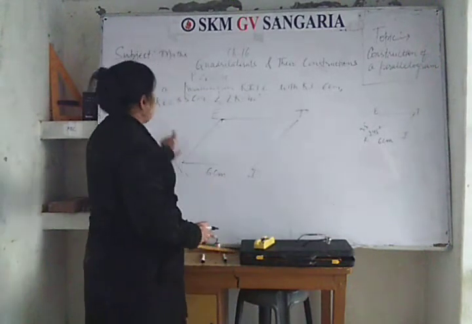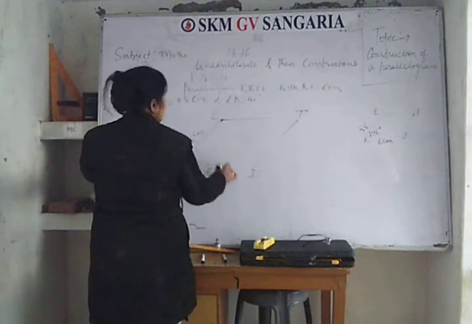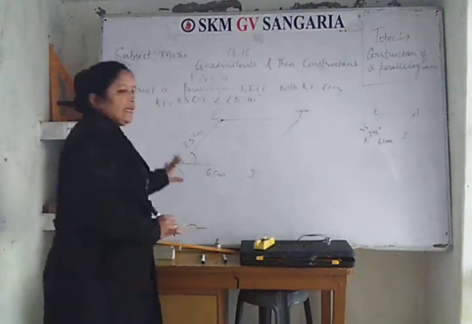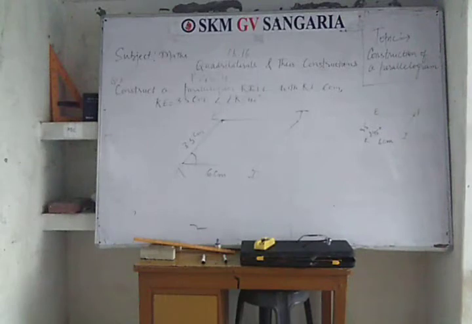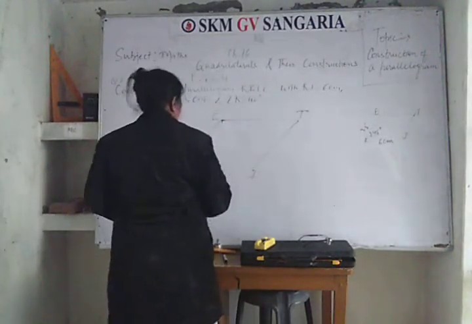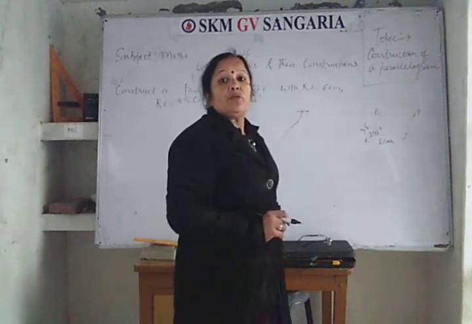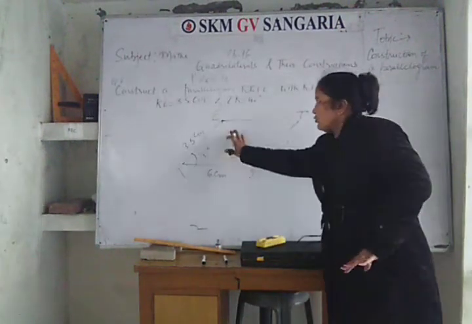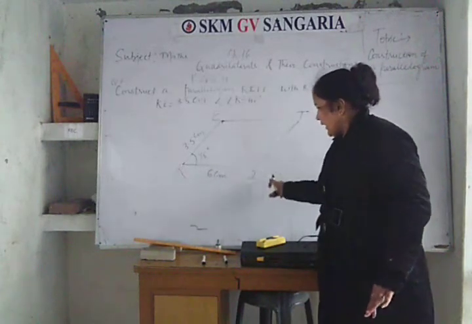KI is 6 centimeters. KE is 3.5 centimeters. And angle K is how much? Angle K is of measure 45 degrees. So first of all, take out your scale also. I have just made the rough sketch of the parallelogram KITE. First of all, you will draw KI.